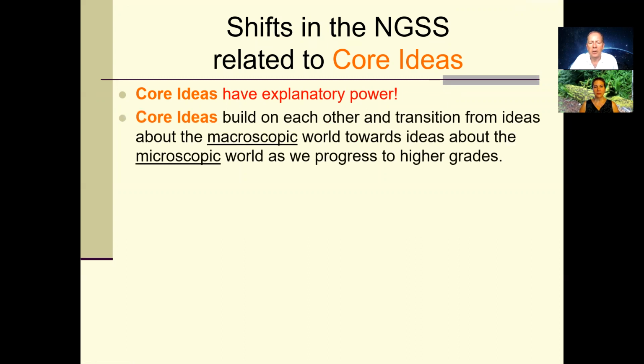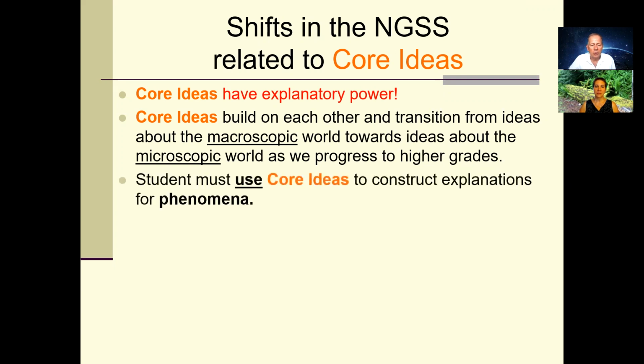The other thing you may have noticed is that they build on each other. So if you look at core ideas from kindergarten to 12th grade, they transition from ideas about the macroscopic world that we can observe directly, so there may be some ideas related to clouds or to parts of plants or to sound that we can hear, and it moves towards ideas about the microscopic world that we cannot see directly. Maybe we can observe some of it with some tools. And we're talking about ideas about atoms or molecules or waves or cells.